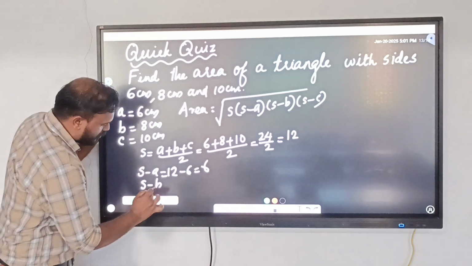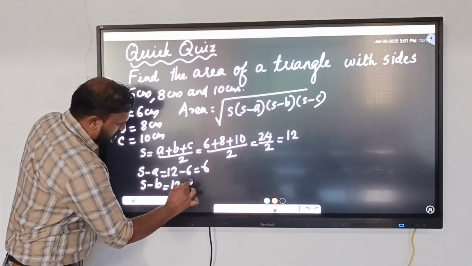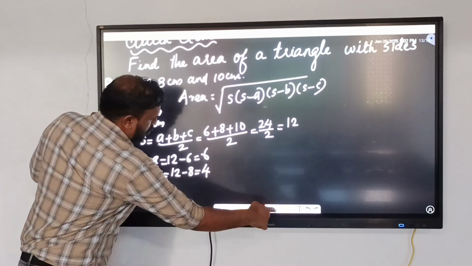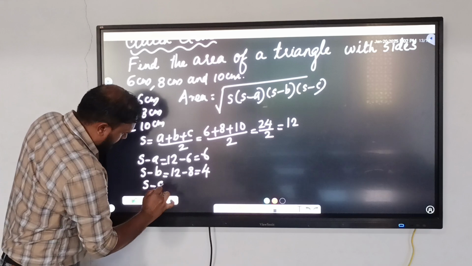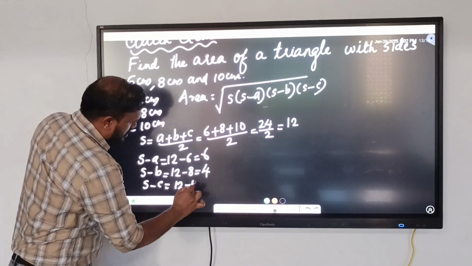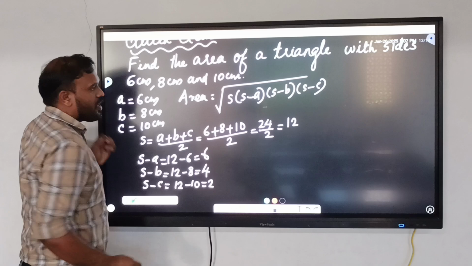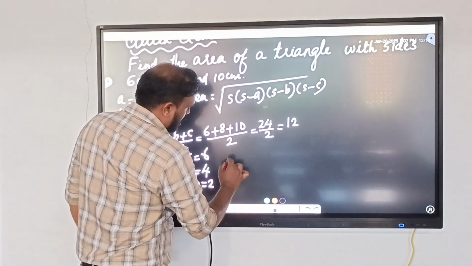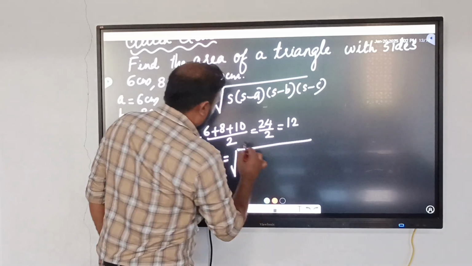Then what is s minus b? 12 minus 8, that is 4. Then what is s minus c? 12 minus 10 will be 2. Now let us find the area using Heron's formula. What is the area? That is equal to root of s.